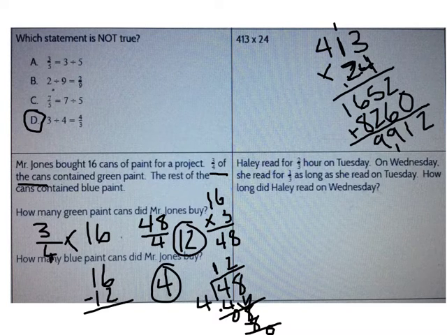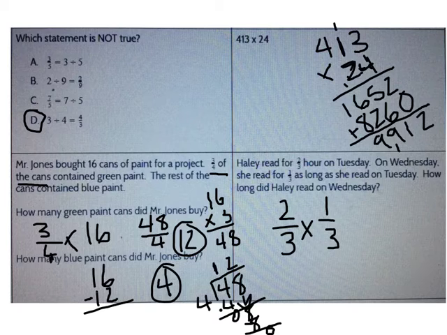Let's do another. Haley read for 2/3 of an hour on Tuesday. On Wednesday, she read for 1/3 as long as she read on Tuesday. How long did Haley read on Wednesday? What operation would I use to solve this problem? Again, I'm finding a fraction of a number, so I would multiply 2/3 times 1/3. What's 2/3 times 1/3? It's 2/9. Haley read for 2/9 of an hour on Wednesday.